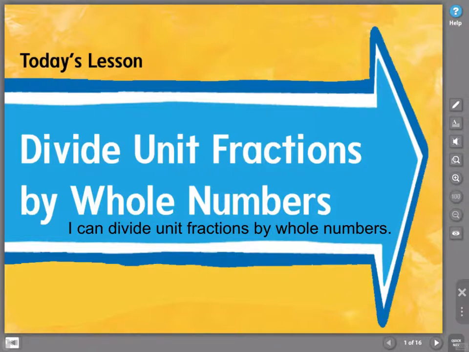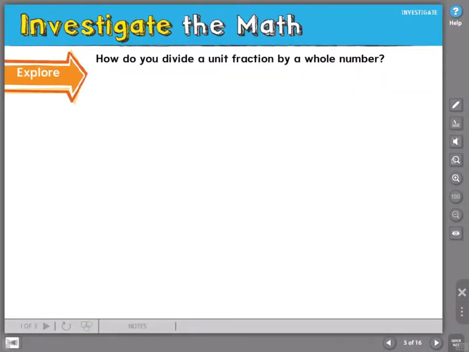Today, we are going to extend what we learned about dividing whole numbers by unit fractions. Today, we're going to learn about what happens when we divide a fractional piece by a whole number. Our I can statement today is I can divide unit fractions by whole numbers. The question that will guide our investigation today is how can we divide a unit fraction by a whole number? And again, we're going to use models to represent these situations.